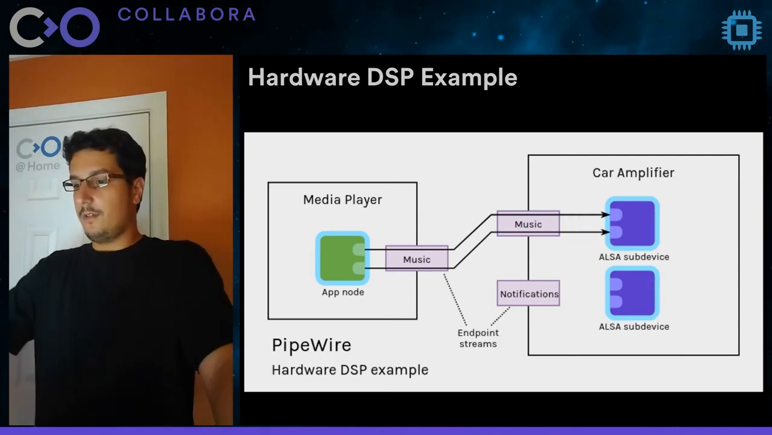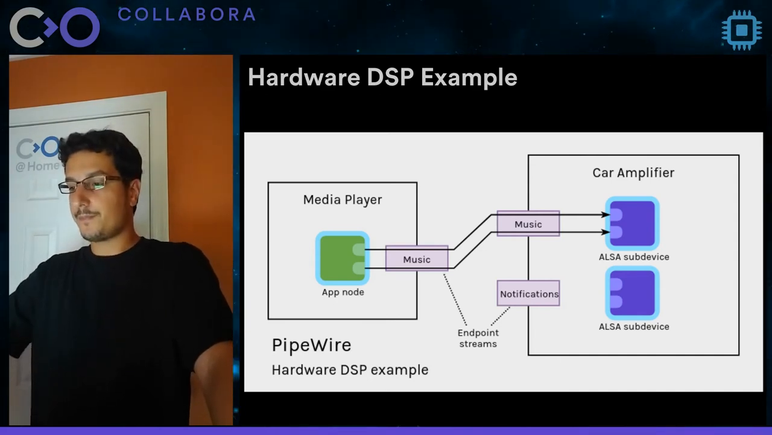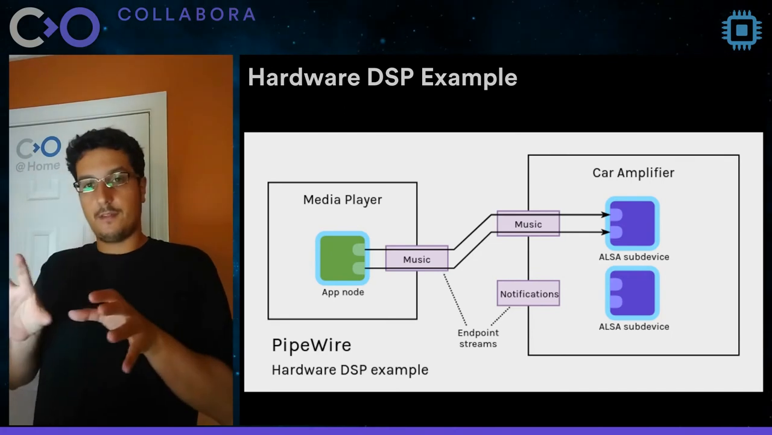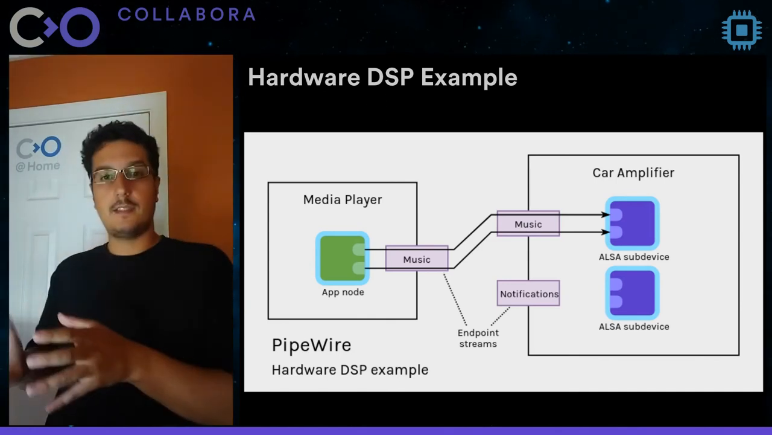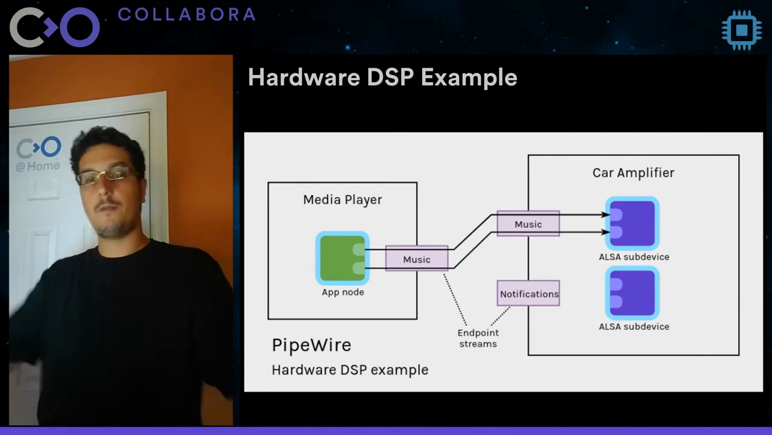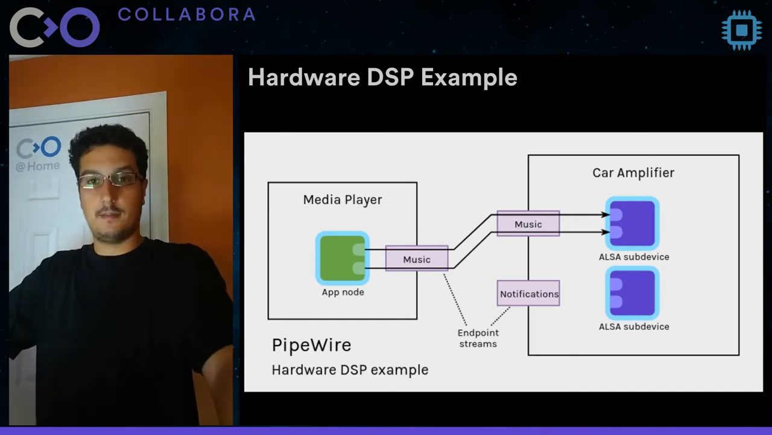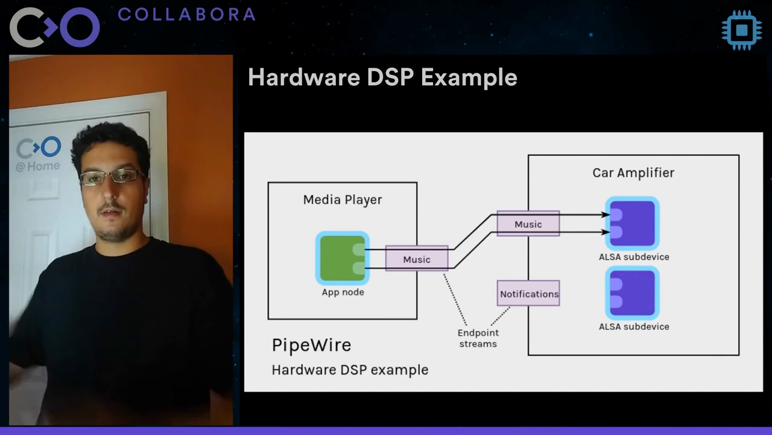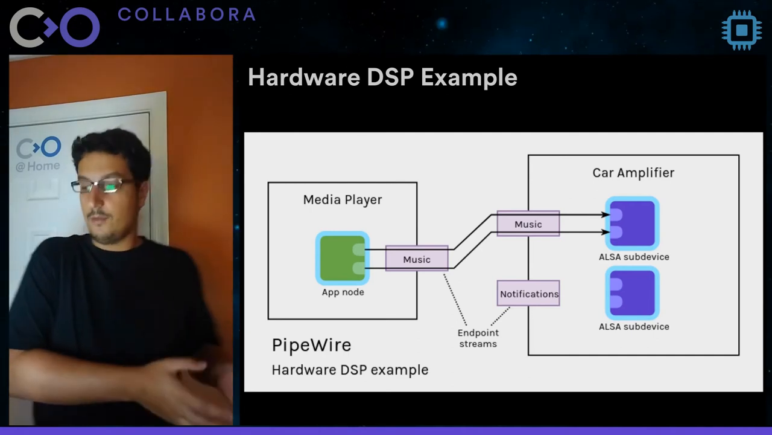However, in a car, we might have a different hardware device for the notifications. We might have different hardware devices depending on the stream. We might have a hardware device for navigation and one for notifications. So in this case, the endpoint would wrap those two nodes into one endpoint and would link the music stream with the ALSA sub device and the notification with the proper notification ALSA sub device. But basically, it hides the complexity of dealing with these different nodes, and the policy logic would be the same for both desktop and embedded and automotive.